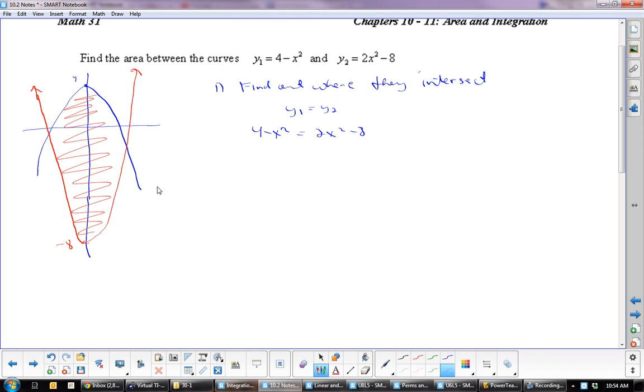Okay, so we can add x squared. That'll give me 3x squared. I'm going to add 8. That gives me 12. Then divide both sides by 3. 4 equals x squared. Take the square root of both sides. Plus or minus 2 equals x.